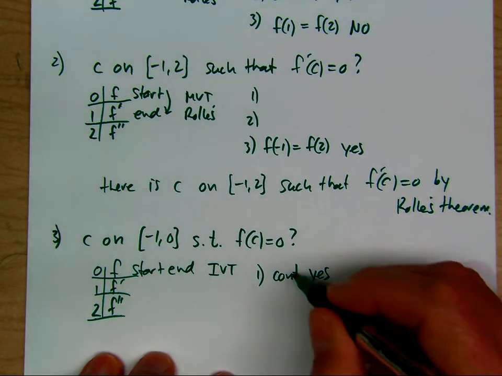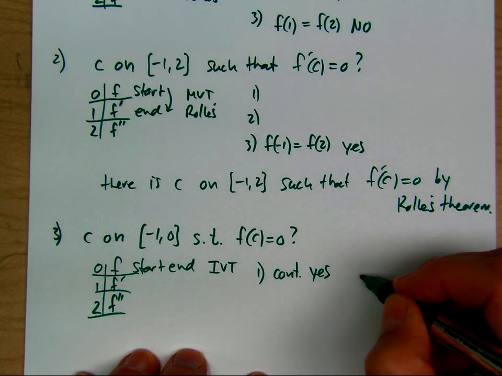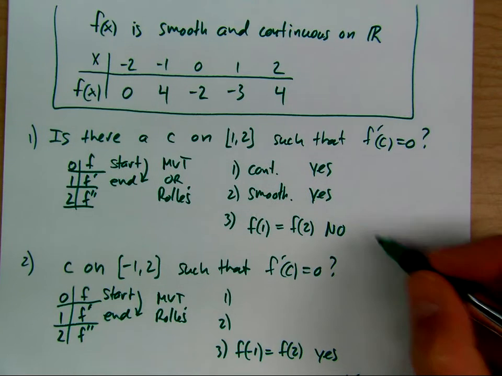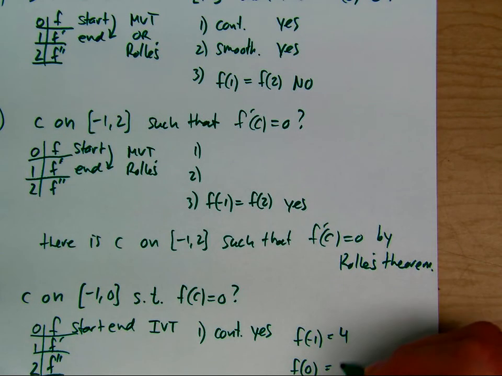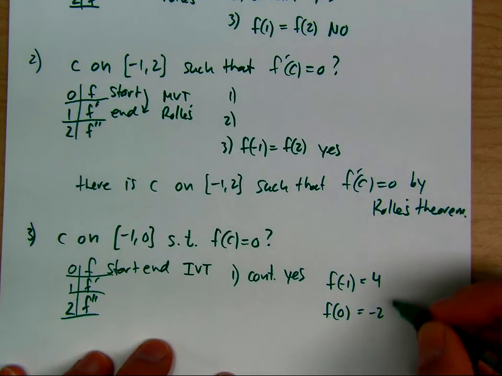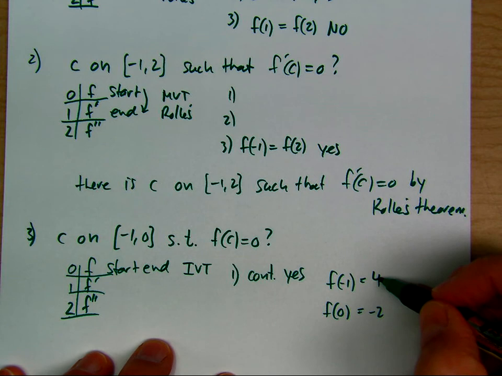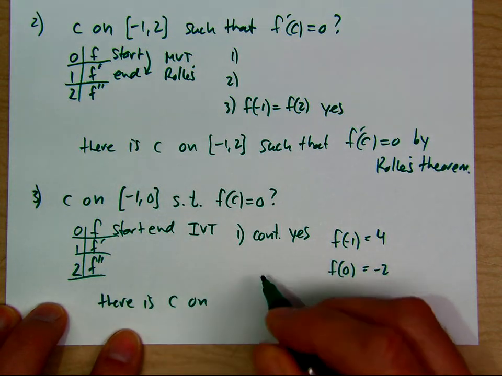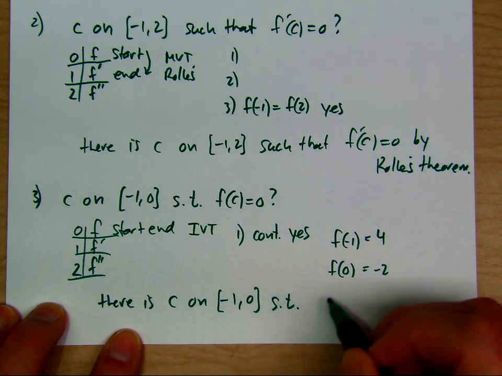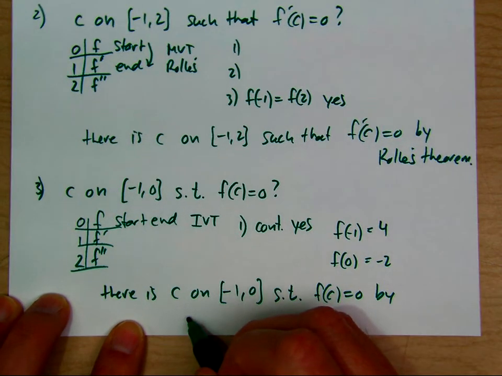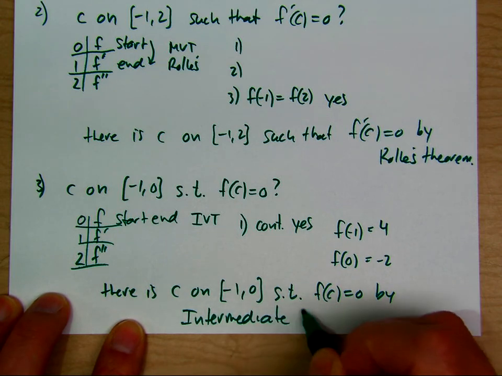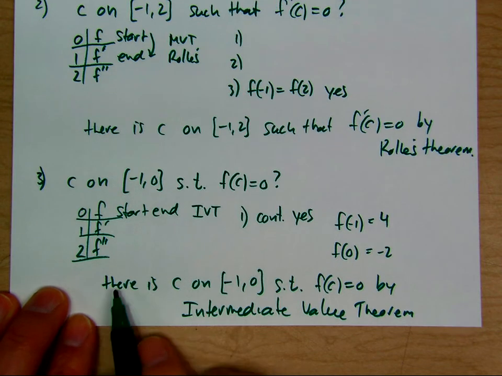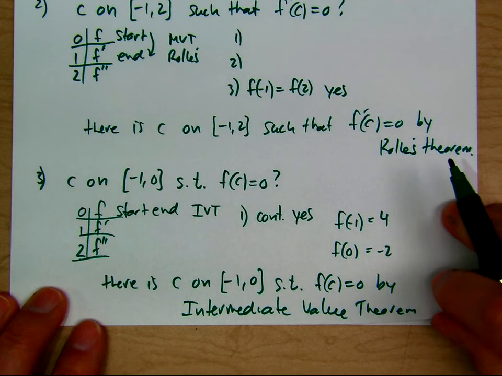Therefore, we can use the intermediate value theorem, and let's check f of -1 and f of 0. F of -1 is 4, f of 0 is -2. To go from 4 to -2, do we have to have a value of 0 between them? Yes, if we start above the x-axis and end below the x-axis, we can say that there is a C on -1, 0 such that f of C equals 0 by the intermediate value theorem. If we state this, then we can automatically write that. You can add more sentences if you want, but this is adequate.